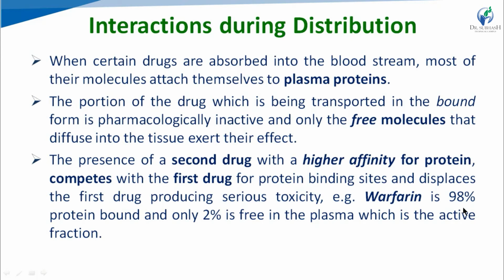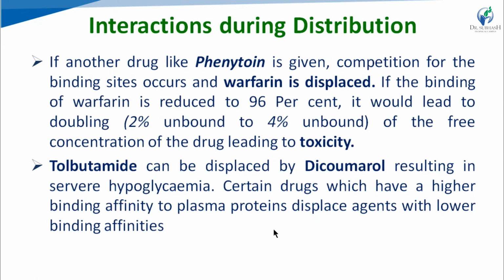For example, warfarin is 98% protein bound and only 2% is free in the plasma, which is the active fraction. Warfarin is an oral anticoagulant, only 2% is free, and that gives the active pharmacological effect. If another drug like phenytoin is given, competition for the binding site occurs and warfarin is displaced. If the binding of warfarin is reduced to 96%, it would lead to doubling. That means 2% unbound becomes 4% unbound.